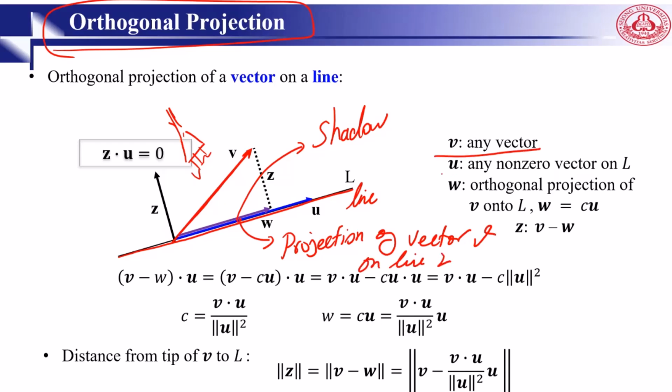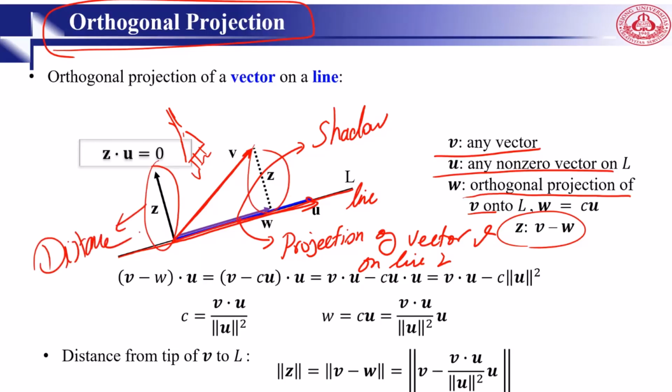V can be any vector, U can be any non-zero vector on the line. So this is vector U, and W is the orthogonal projection of V onto L, and Z is equal to V minus W. This Z is the distance between V and the projection. In this case, (V minus W) dot U is equal to (V minus CU) dot U. CU means any scalar multiple, a scaled vector of U.